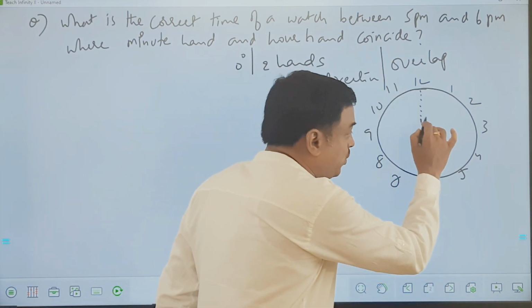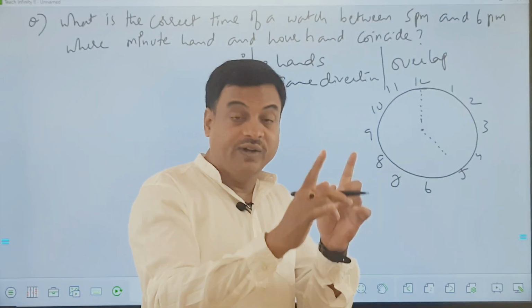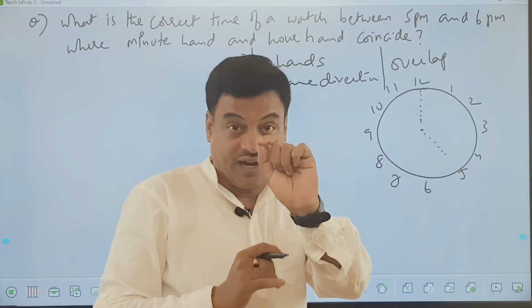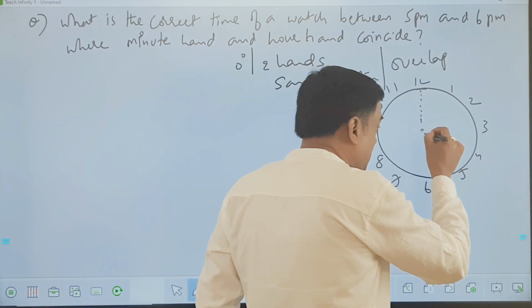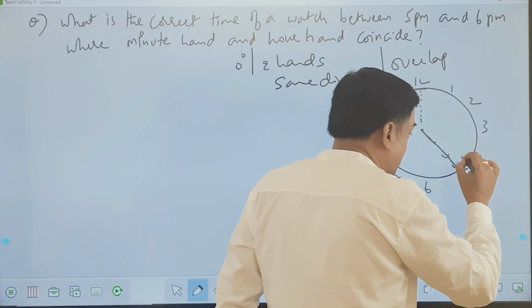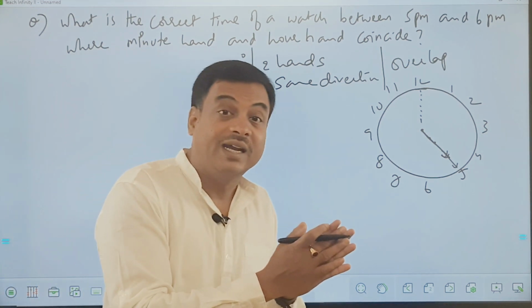So the minutes hand has to cover this much of an angle, and those many half degrees the hours hand also has to move. So it will not point exactly at 5, it will be somewhere like this. Your minutes hand, on that you will have the hours hand here. So the minutes hand and hours hand will be somewhere like this, not pointing exactly at 5.